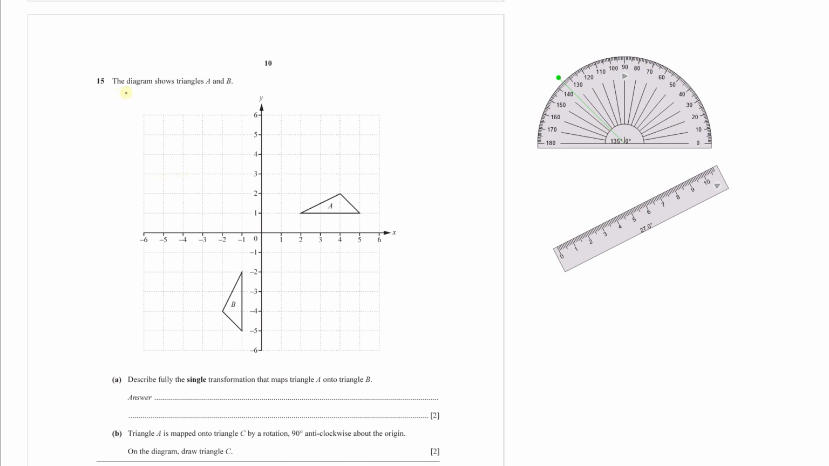So question number 15 is the diagram shows triangles A and B. Part A is describe fully the single transformation that maps triangle A onto triangle B. So you have to find the transformation that makes this triangle go from A to B. So if you look at this triangle B, this is not a translation, because you can see that the orientation has changed. During translation, you can only move the triangle. The orientation remains the same.